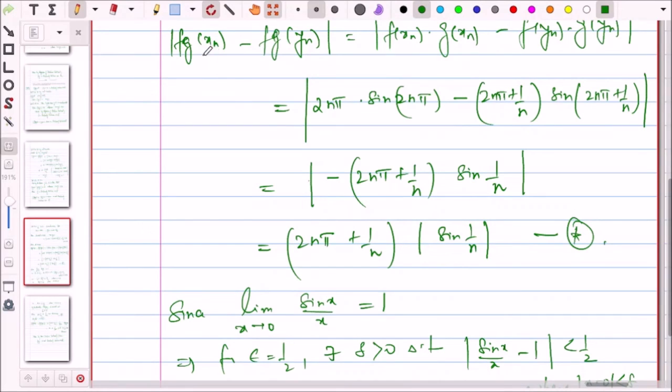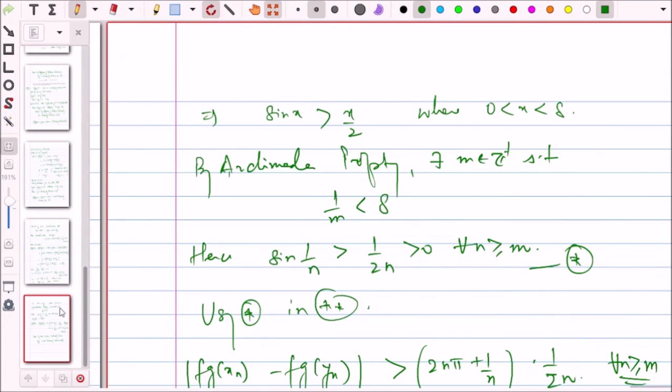We could have directly concluded from here that because this converges to infinity as n tends to infinity, the function is not uniformly continuous. For a function to be uniformly continuous, if the distance between 2 points is small, then the distance between their images should also be small. But here we are seeing that the distance between the images is diverging to infinity. So from here also we could have concluded that the function is not uniformly continuous.